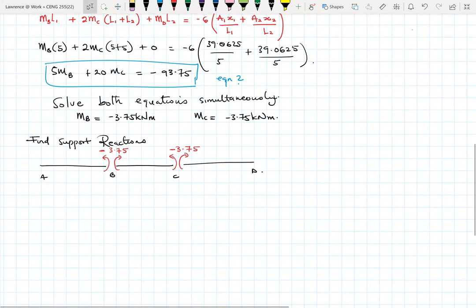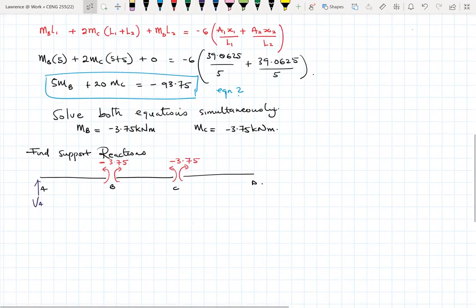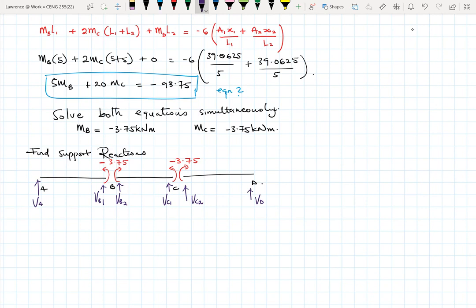Okay. So now we need to find the supports. Find VA or RA. Then we have VB1, VB2 for these support reactions. Then you also have VC1, and then VC2, and then finally VD. Okay. And there's also a UDL on top. So let's not forget about the UDL. Okay. So if you treat each one separately, it becomes a basic structures problem.